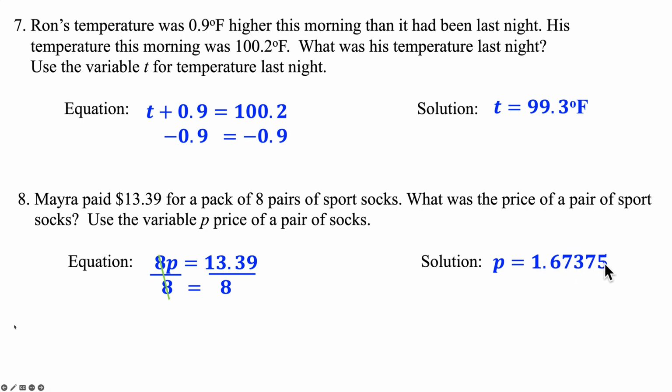1.67375. So here, that would be my official answer, but because we're talking money, we're going to round this to the nearest tenth. So we go to the 7, look to the 3, it's not going to round it up, so it's going to be $1.67 per pair.